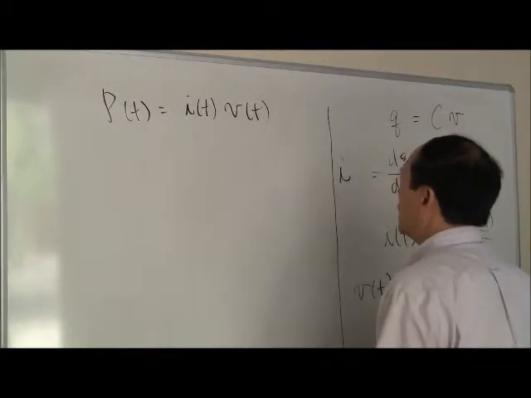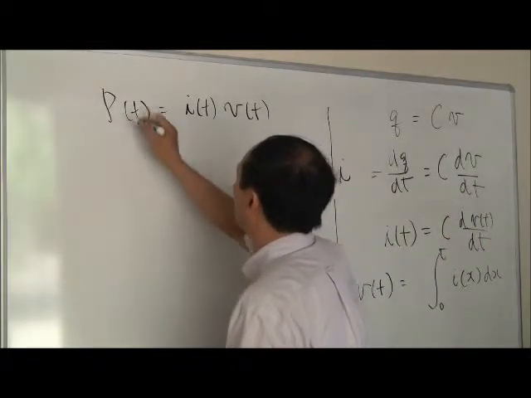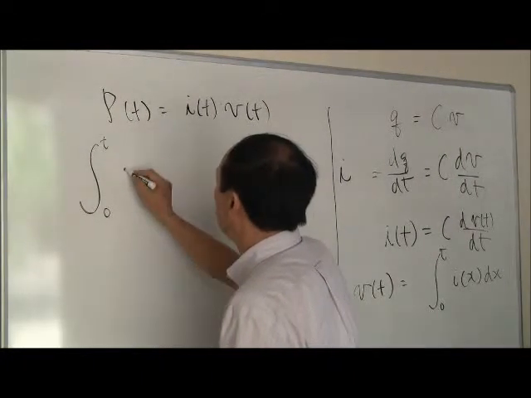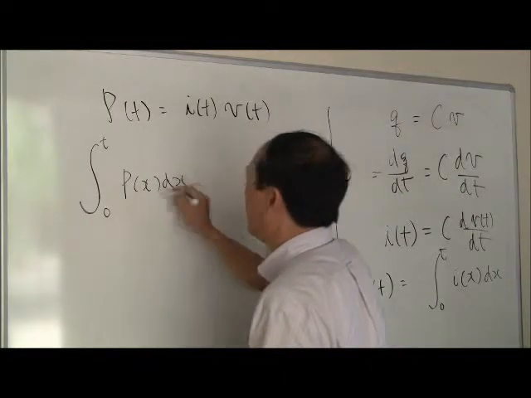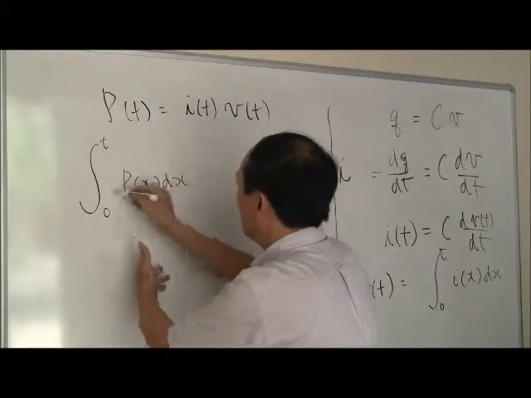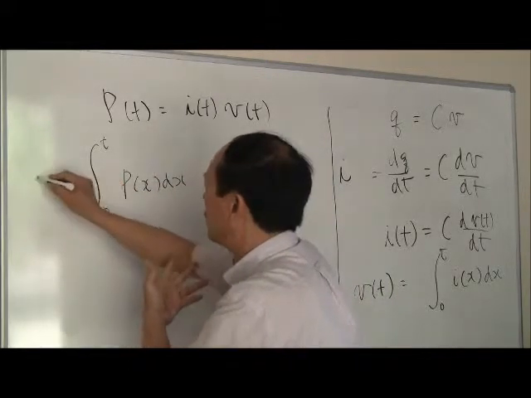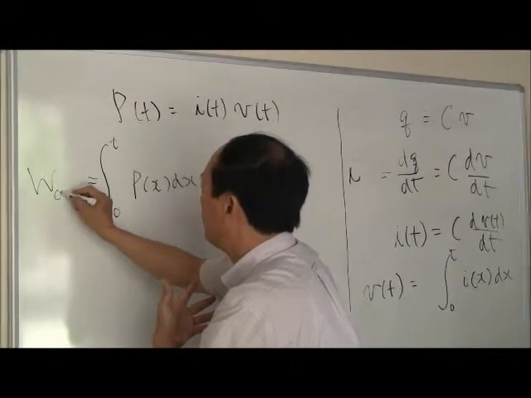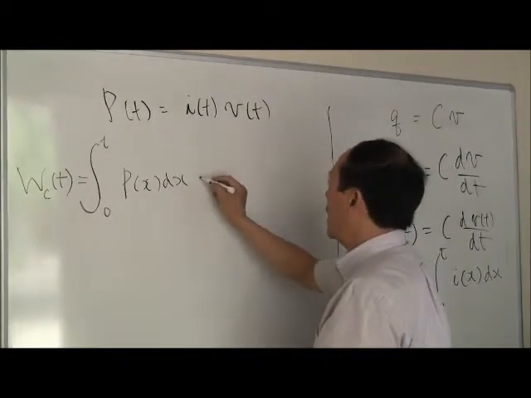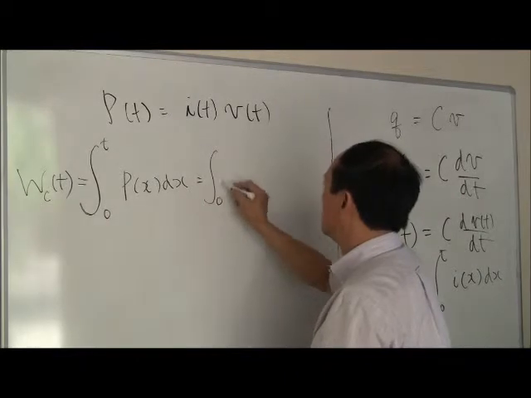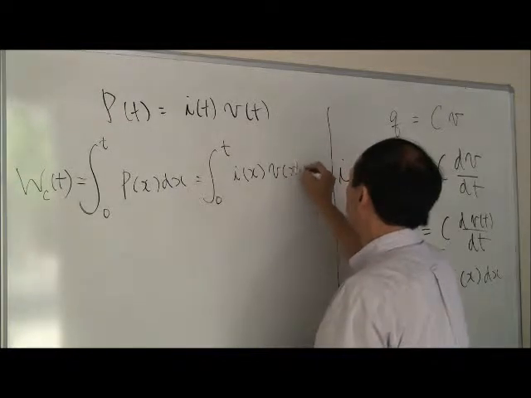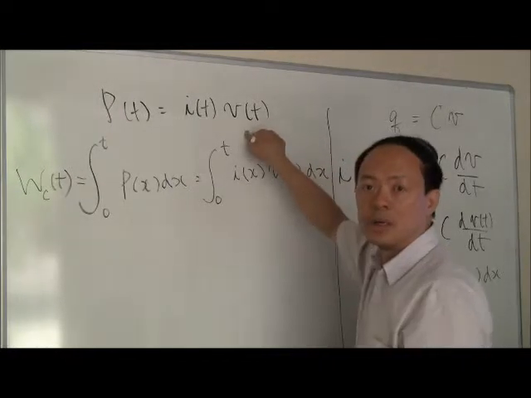So if you integrate this from 0 to t of p of x dx, you're integrating over time the power that is injected into the capacitor. At the end of time t, you will have the total amount of energy stored inside the capacitor, which is Wc of t. Now that is equal to the integration from 0 to t of I of x times V of x dx, which is from this equation here.